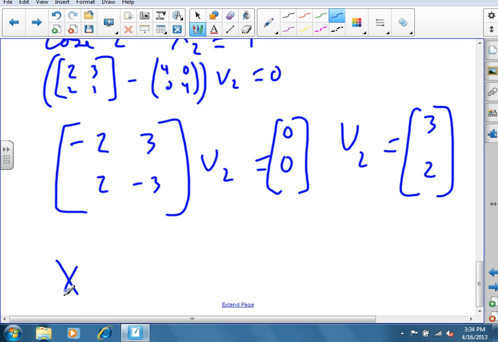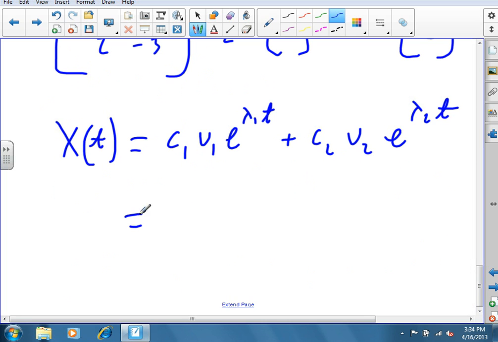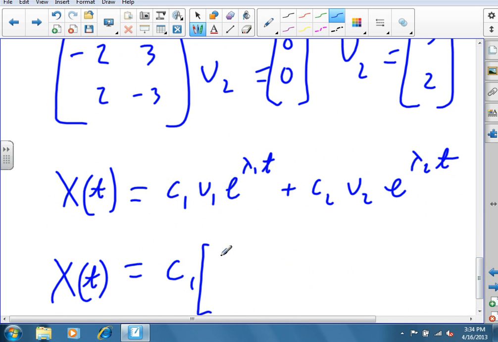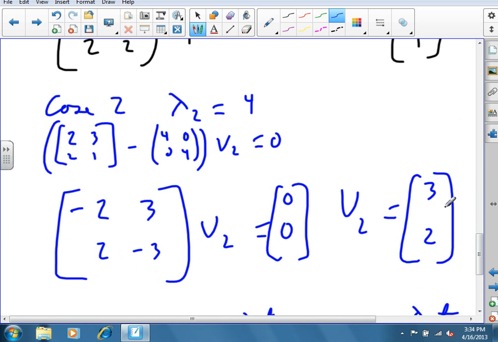Final answer: x of t equals c1 v1 e to the lambda 1 t plus c2 v2 e to the lambda 2 t. Okay, we rewrite it. X of t is equal to c1, what was v1? Minus 1, 1. Now, the eigenvectors have to be linearly independent. Is minus 1, 1 linearly independent from 3, 2?